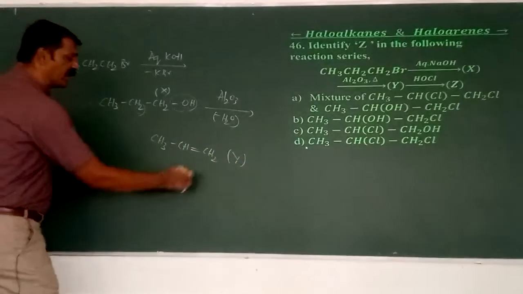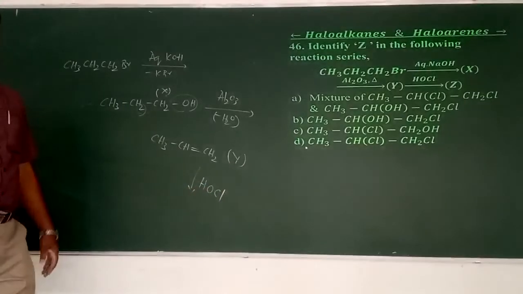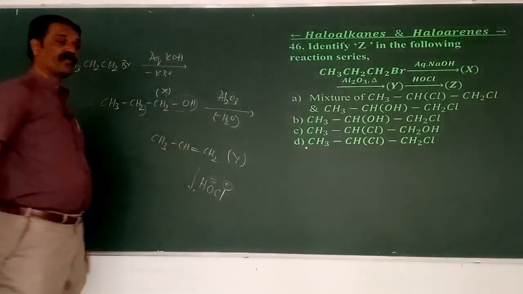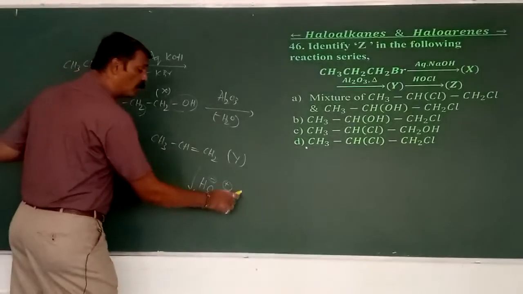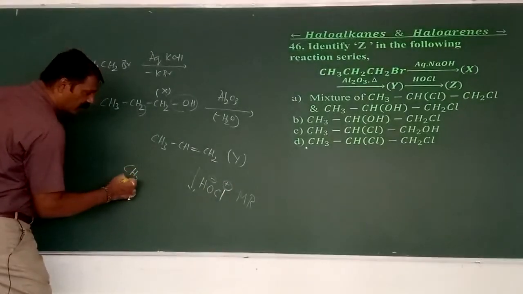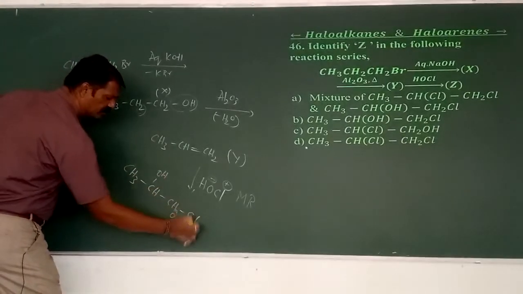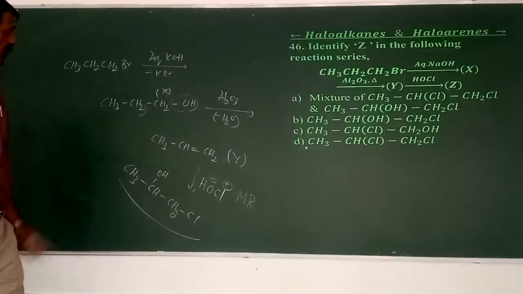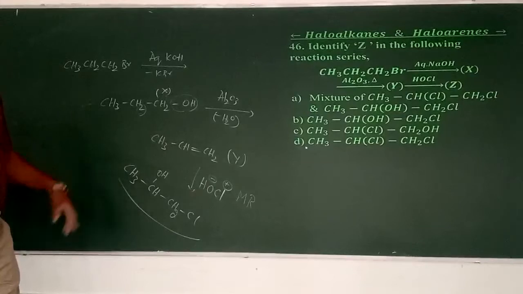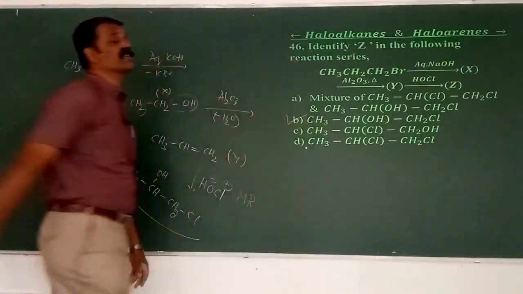Then this on treating with HOCl, hypochlorous acid. Here OH minus and then Cl plus. According to the Markovnikov rule, the negative part has to be attached to the least hydrogenated carbon. There is a negative here, OH minus, and then the positive is going to be this. The product is CH3CHOHCH2Cl. Therefore, it is going to be B. 46 is B.